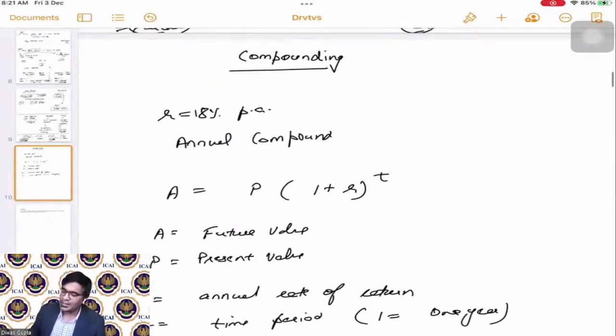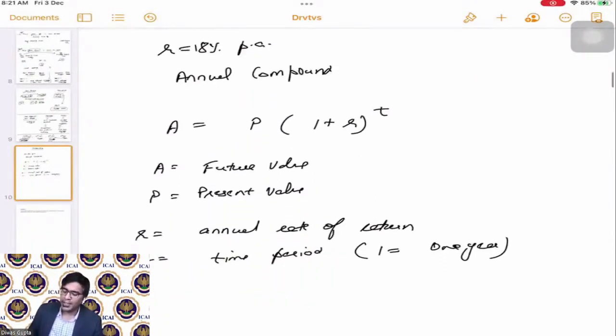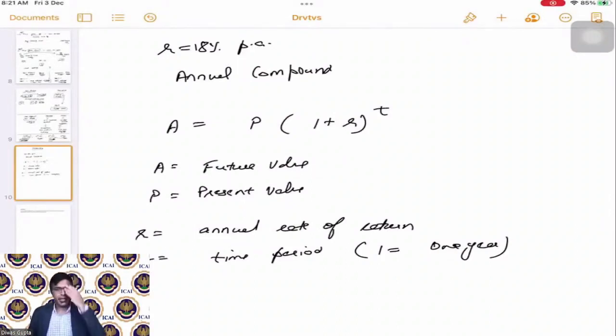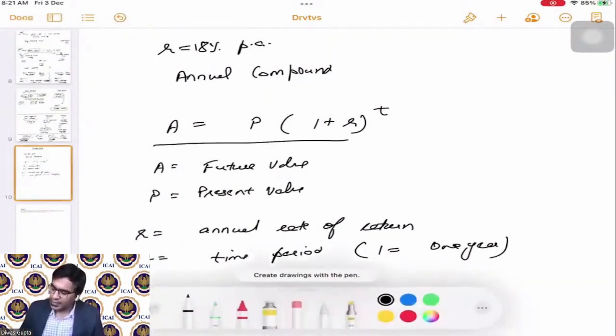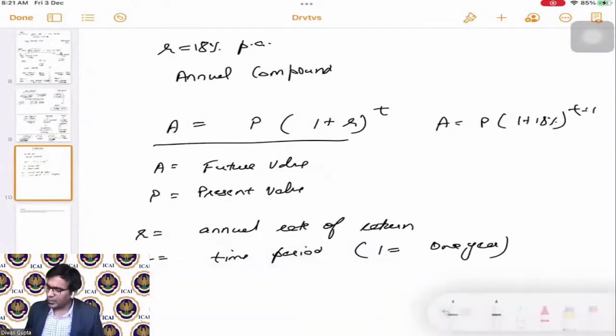Now, what I'm saying is on compounding. All the students, please focus your attention here. Case 1: R is equal to 18% per annum, and that has to be annually compounded. The formula is very simple. We will just put A = P(1 + 18%)^T, where T = 1, because it is annually compounded.